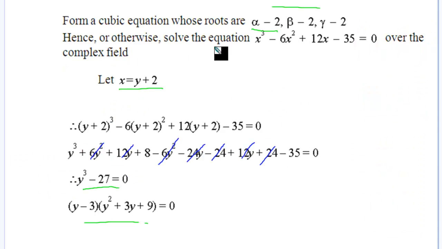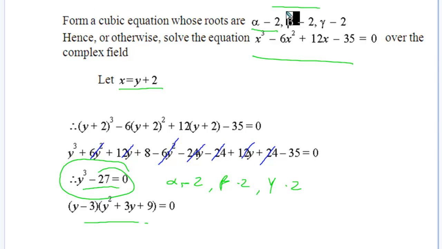Now notice that the cubic we've got here is y cubed minus 27. That's where we have the roots of alpha minus 2, beta minus 2, and gamma minus 2. So this is a cubic that has roots alpha minus 2, beta minus 2, and gamma minus 2. Now the problem is that we want the original one which has those roots. But we know the relationship between this cubic and that cubic was that the roots differ by 2.